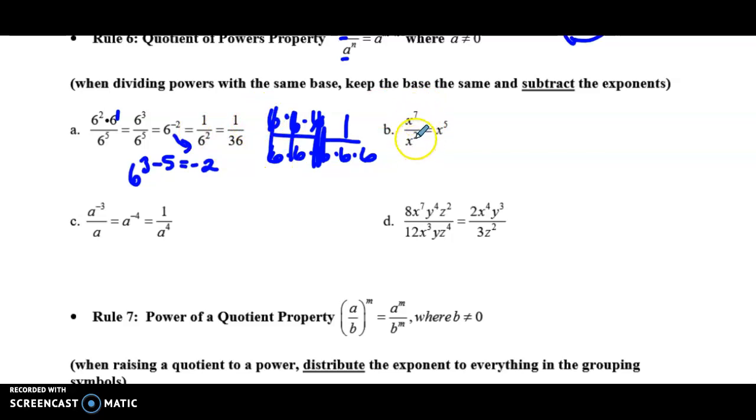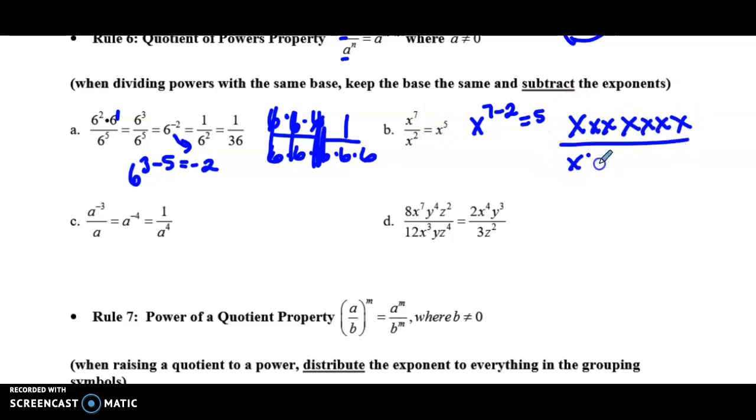x to the 7 over x squared, so you can subtract your exponents. 7 minus 2 gives you 5, so x to the fifth. Same sort of logic here. I'd have 1, 2, 3, 4, 5, 6, 7 x's, 2 on the bottom. I'm getting rid of 2 of them. So basically you're subtracting, you're saying, how many am I getting rid of that I can cancel out? And I'm left with 5 on the top.